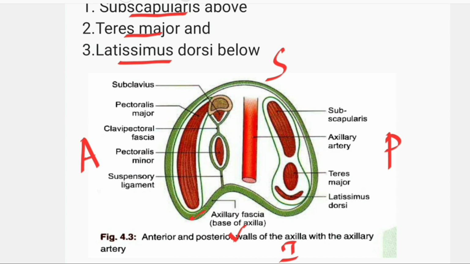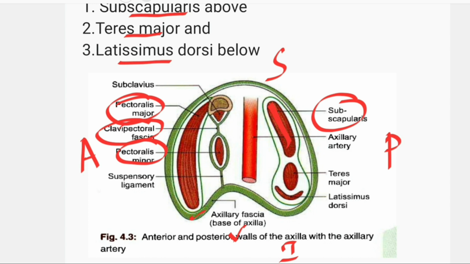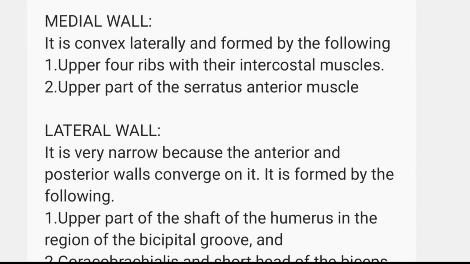As we studied above, the anterior wall is formed by the pectoralis major muscle, clavipectoral fascia, and pectoralis minor muscle. And the posterior wall is formed by the subscapularis muscle above, and teres major and latissimus dorsi below. This is the anterior wall, posterior wall, base, apex.